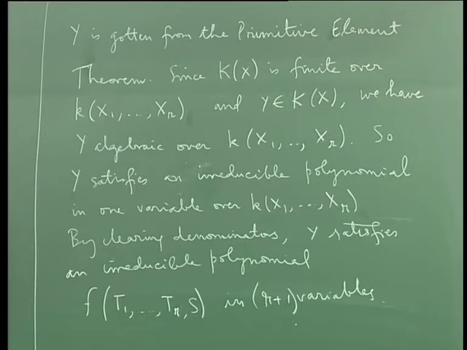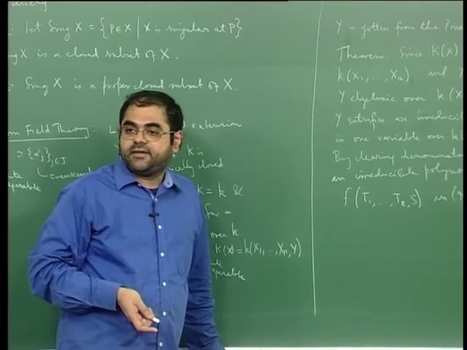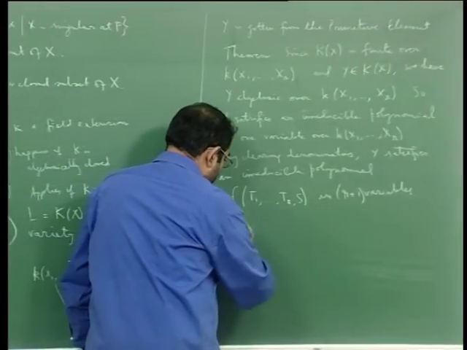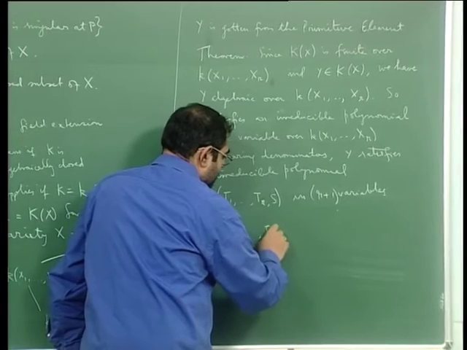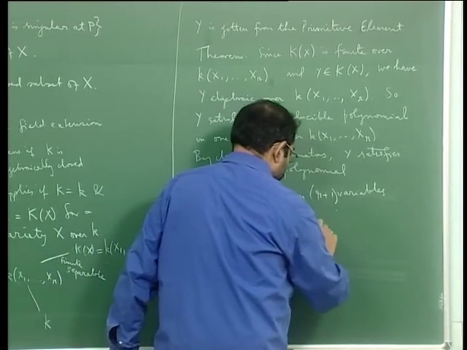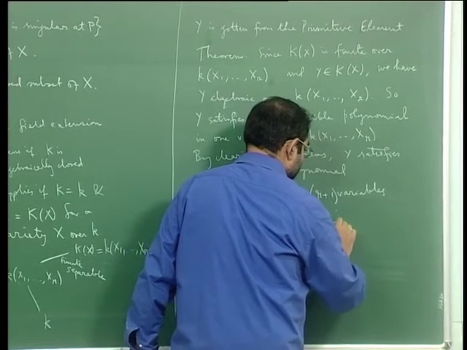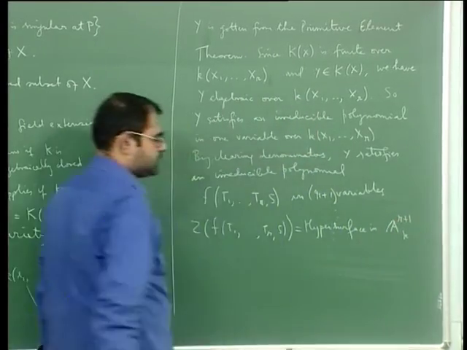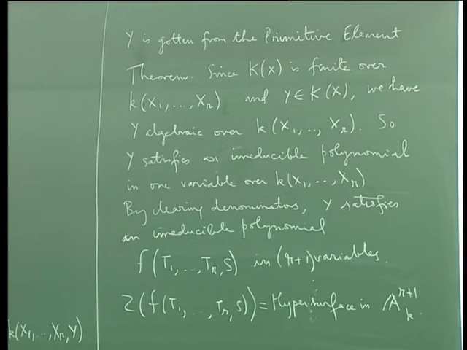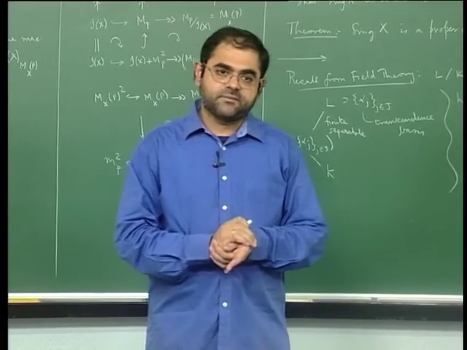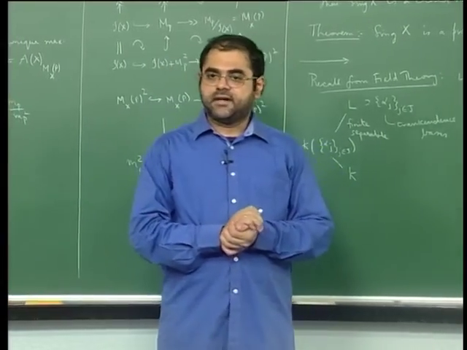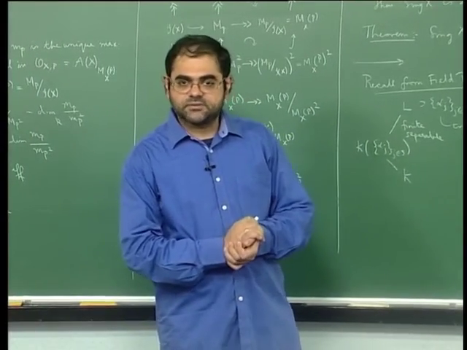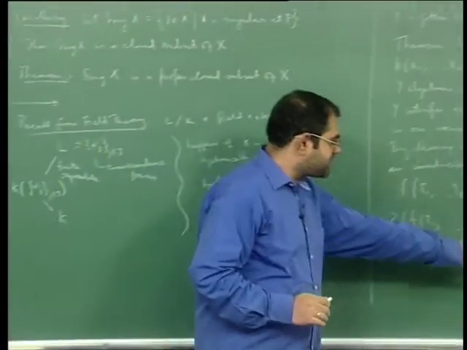What is its zero set? It's a hypersurface in A^(r+1), okay. So the zero set of f of t1 etc tr comma s is a hypersurface in A^(r+1). We have already seen this, a hypersurface in affine space is simply given by the zero set of a single irreducible polynomial. A hypersurface is by definition a codimension 1 subvariety, an irreducible closed subset of dimension 1 less than the dimension of the affine space, okay.